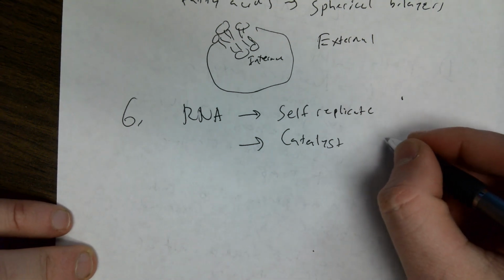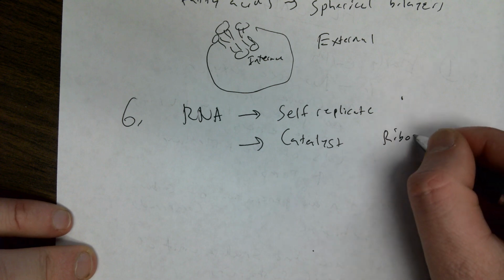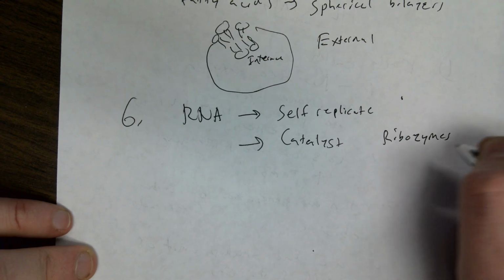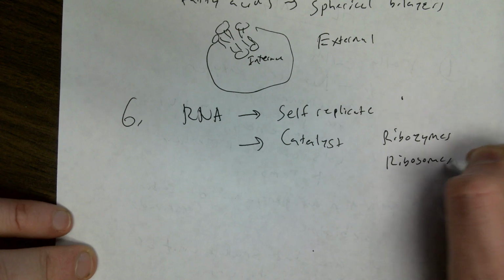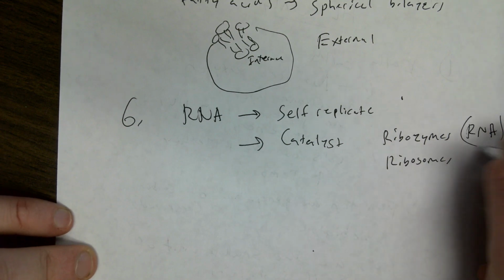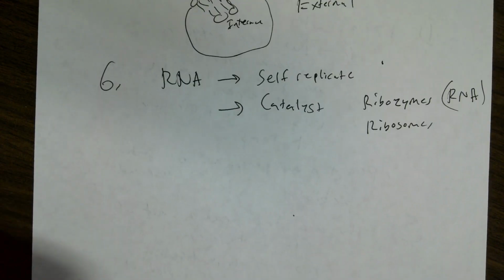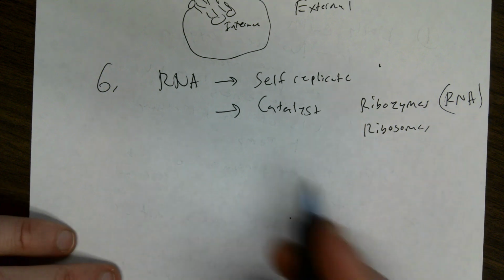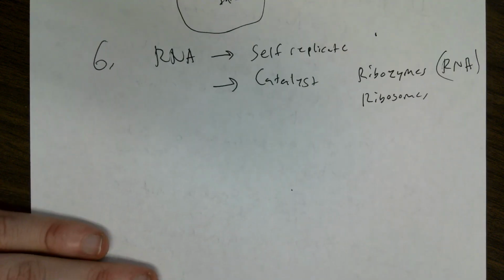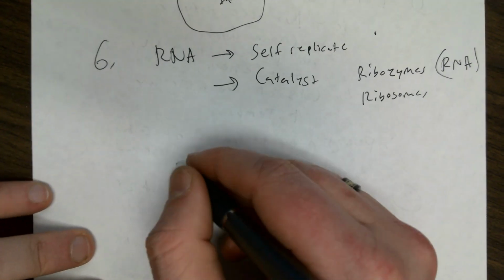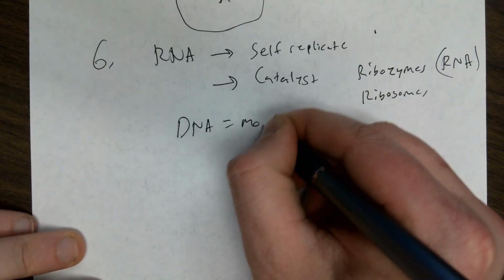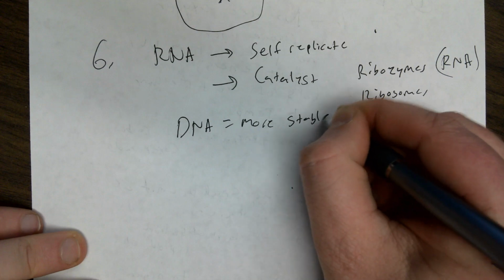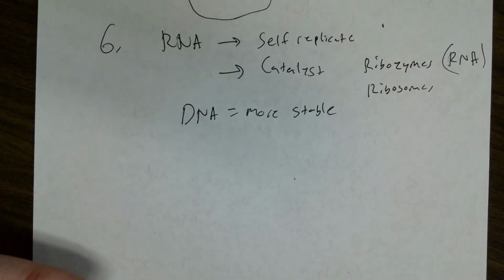We know this because we have these sequences of RNA called ribozymes that are found in the ribosomes. And so these are RNA that act like enzymes. So it can do catalysis and it can self-replicate, and so that makes it the most likely for the first genetic material. But then DNA would have outcompeted it because DNA is more stable and so less prone to damage, and so over time DNA would have replaced it.